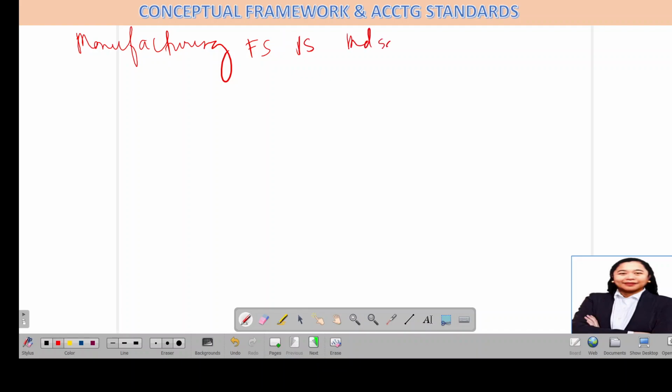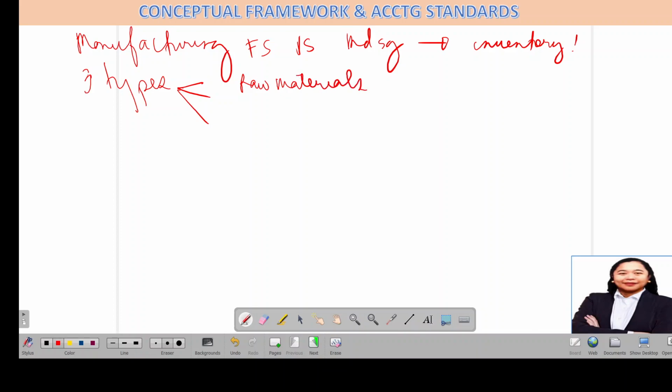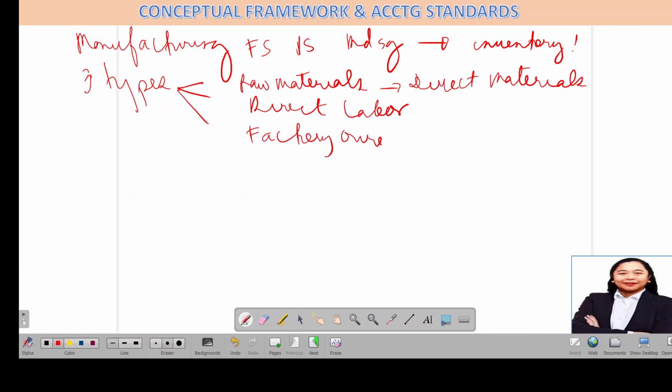Now, what is the basic difference between merchandising and manufacturing? It's actually with the inventory. If it is manufacturing, you have three types of inventory. It would be raw materials, and then it's also called direct materials. Then we have direct labor, and then you have factory overhead, okay? What's the other term for factory overhead? Pwede ding manufacturing overhead, okay?